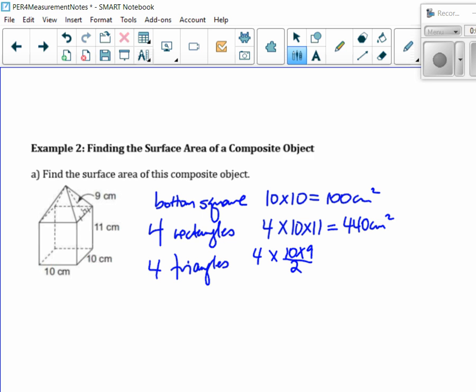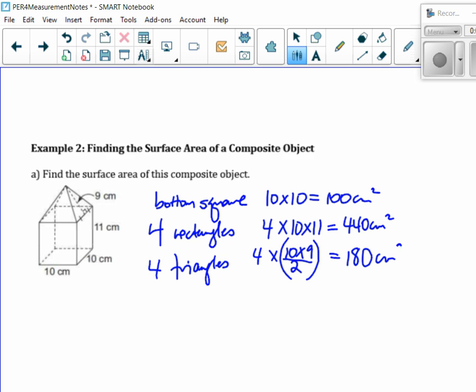So it's up to you. You could just say it's 10 times 9 divided by 2. Does everybody see what I did? So this is the area of the triangle, base times height divided by 2, and then there's 4 of them, right? So 180.